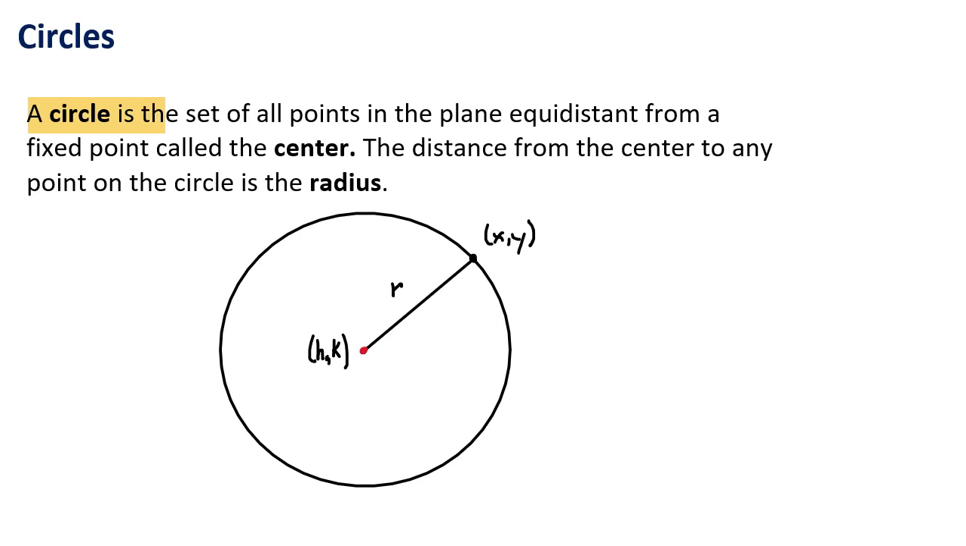A circle is the set of all points in the plane equidistant, or equally distant, from a fixed point called the center. I've got that labeled (h, k), that's that red dot. The distance from the center to any point on the circle is a length called the radius r, and any point on the circle is just the (x, y) point.